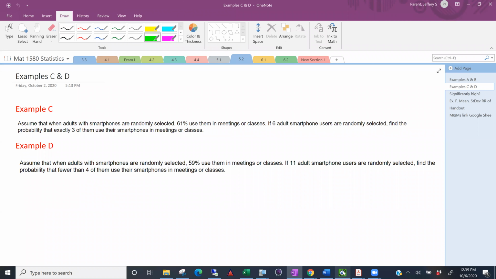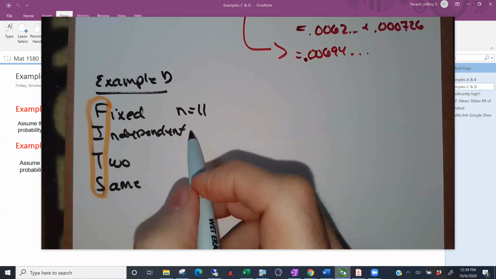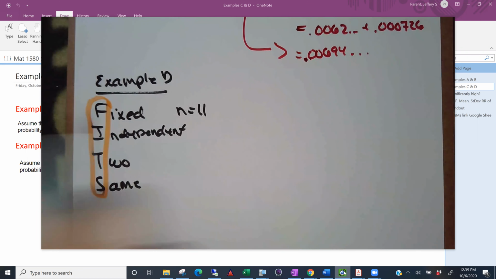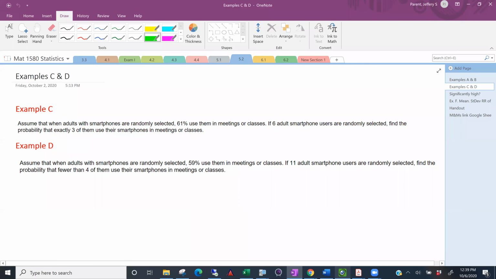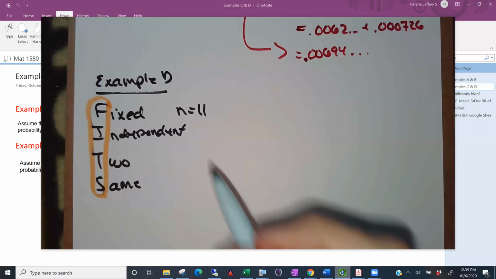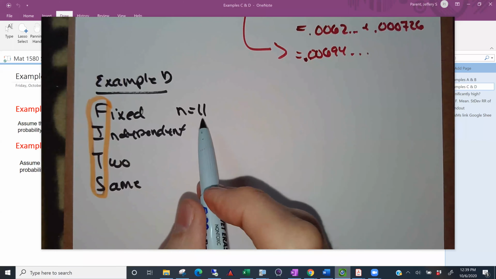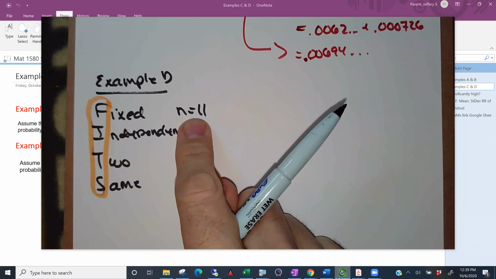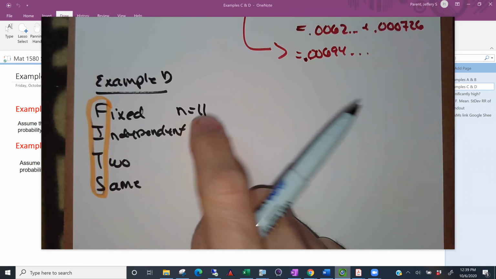Yeah. Okay. Now, there's a couple ways you could arrive at the conclusion of independent. One of them is that whether or not somebody uses a cell phone in a class is going to be independent of somebody else, assuming that they're selected at random. The other way is with our 5% rule. It's such a small sample. As long as your population is more than 220, then you can use the 5% rule. Either way, you get that they're independent.